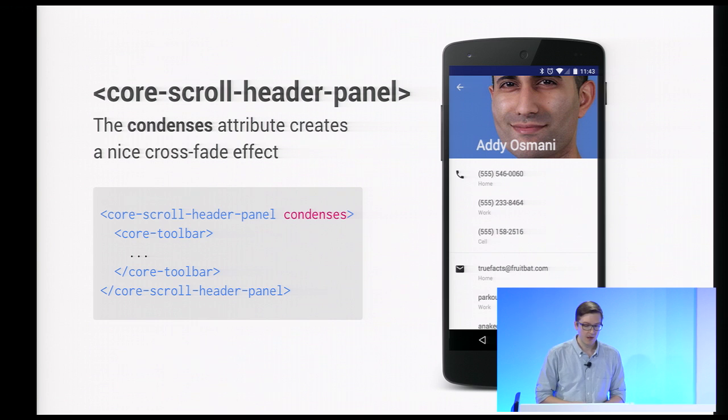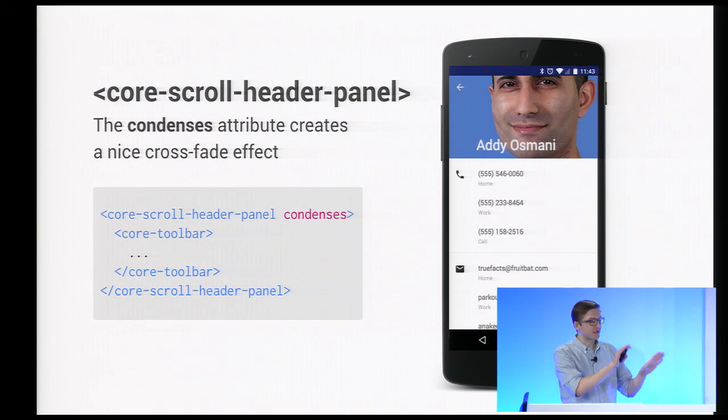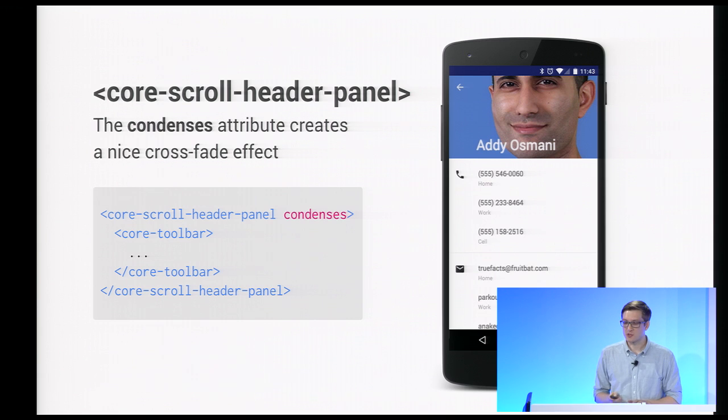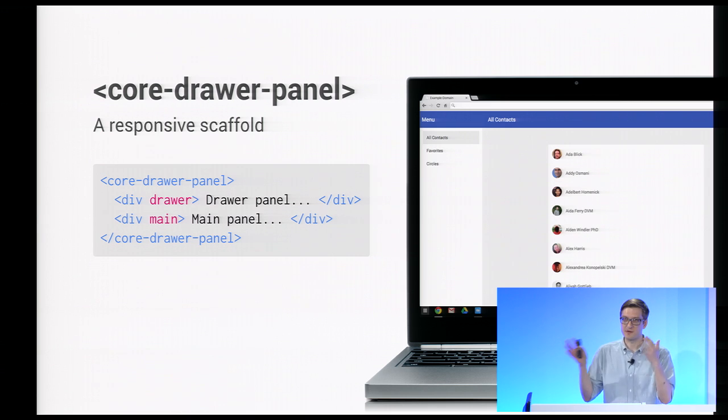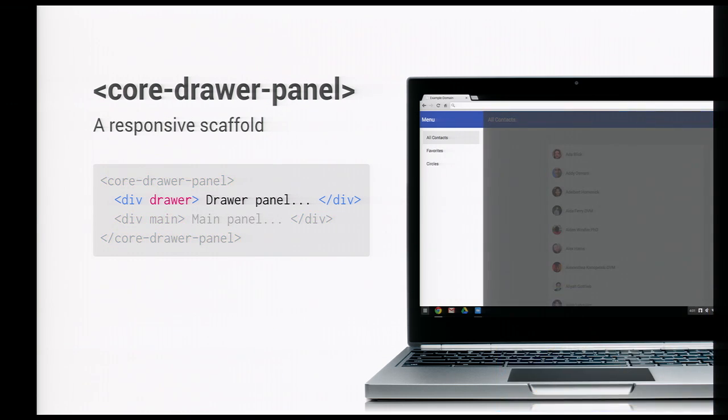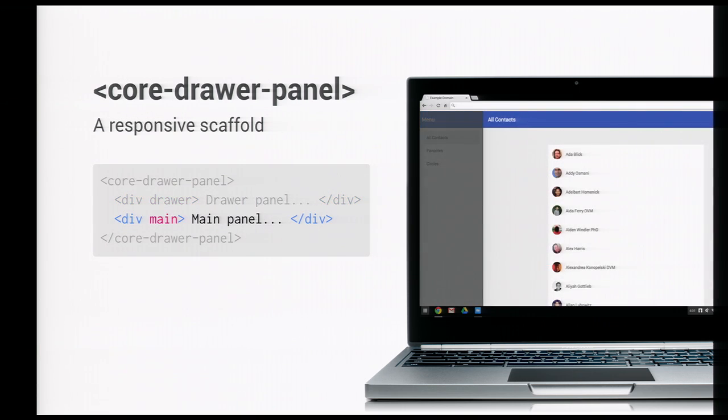Now, once I have the different screens for my mobile site laid out in a way that I like them, I can drop all of this into another element called core drawer panel, and that's going to give me a responsive scaffold for desktop and mobile. And the way this element works is it's basically got a drawer area. Any content that I place inside of there is going to end up in my sidebar. It's got a main area. Any content that I place inside of there ends up in the primary content area.